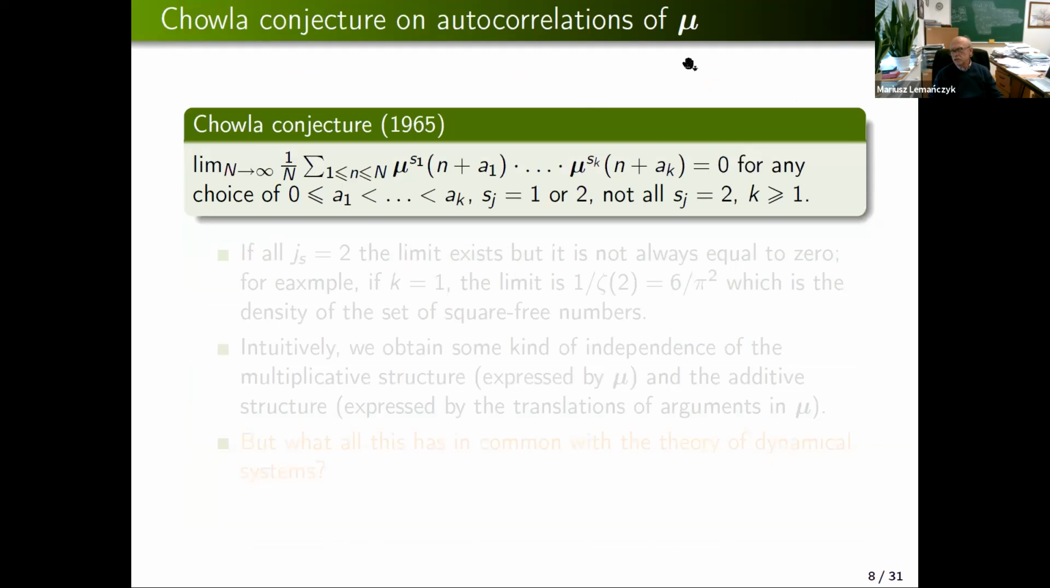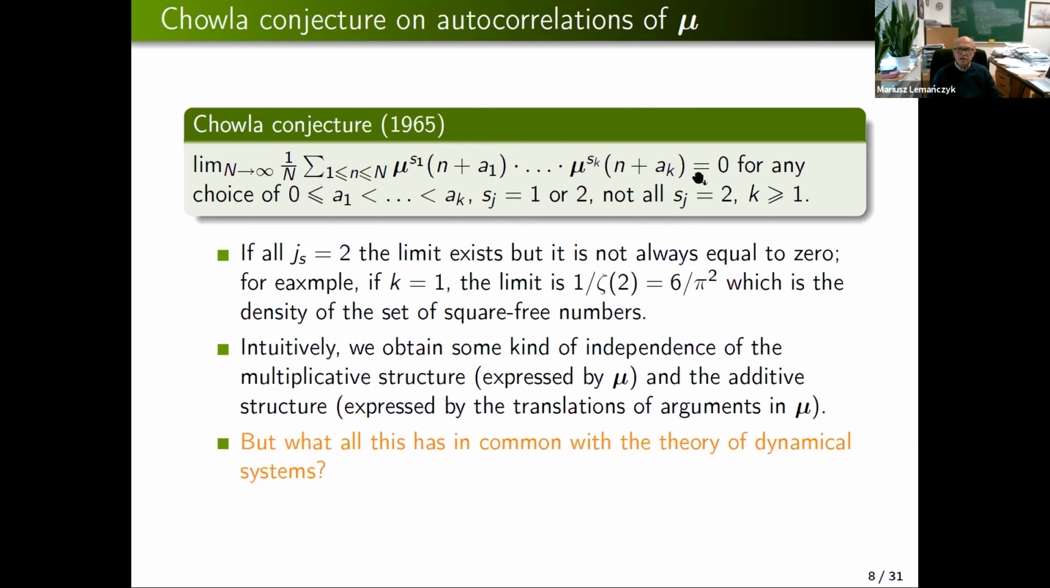Okay, so you see that if we insist on the fact that the set of the primes is random, sooner or later we finish with the Riemann hypothesis. Well, there is another way of thinking about randomness of the primes, or randomness of the Mobius function, and this is another famous conjecture, even though much younger, from 1965. This is Chowla's conjecture, which tells us something about autocorrelations of the Mobius function.